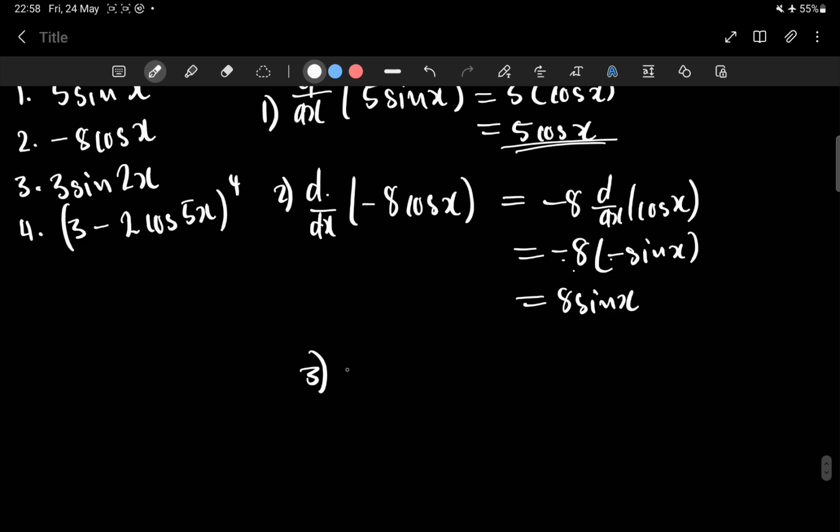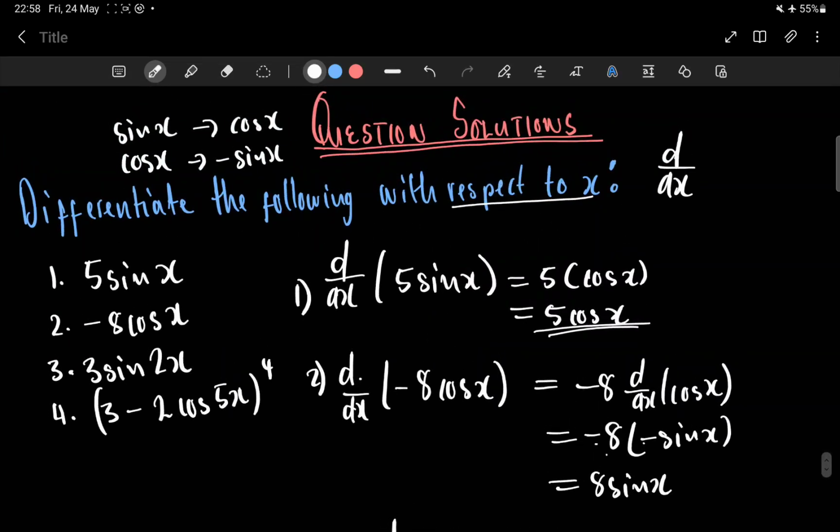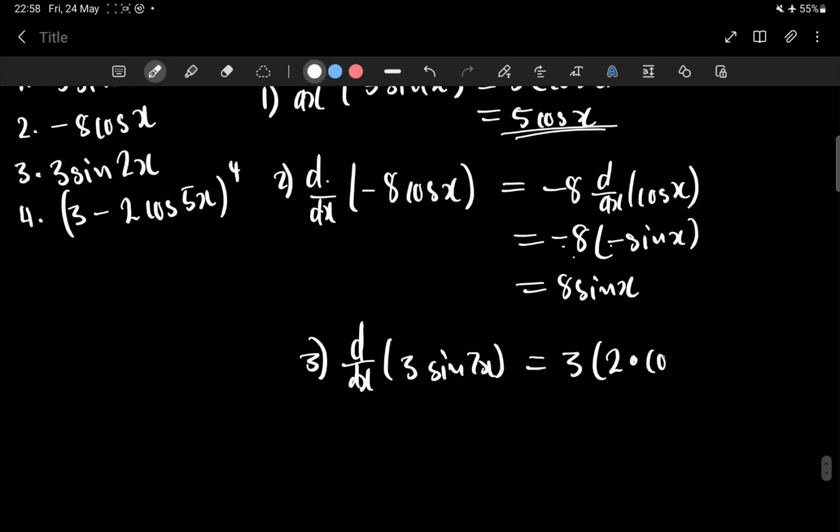Number 3, the derivative d dx of 3 sine 2x. This is going to be, 3 is just outside. The derivative of sine 2x, this is now a sine f of x, right? What is it going to be? You differentiate 2x, it'll be 2 times, then you differentiate sine. What's the derivative of sine? It is cos. So it'll be 2 cos 2x.